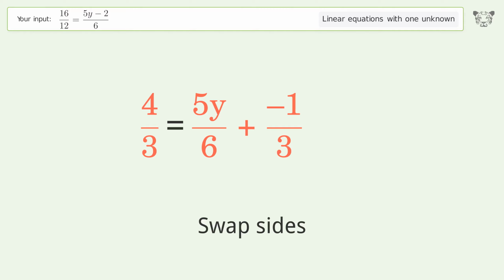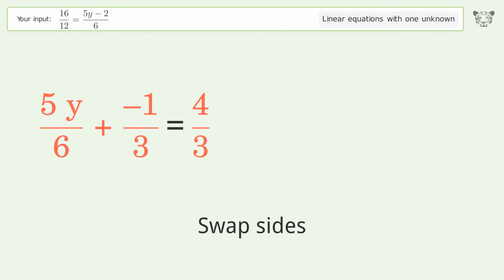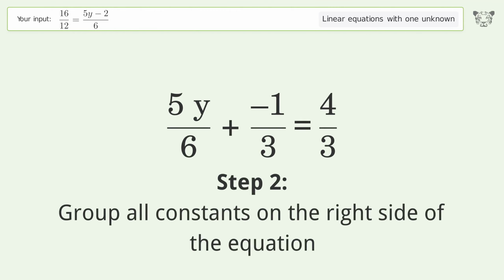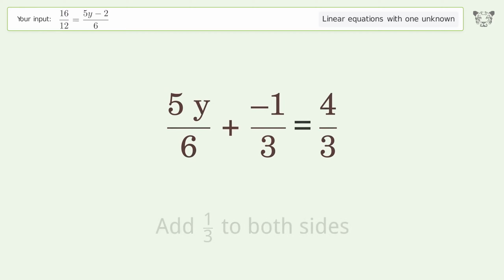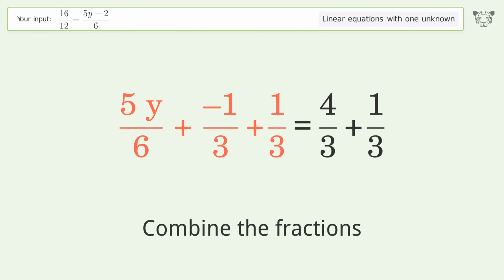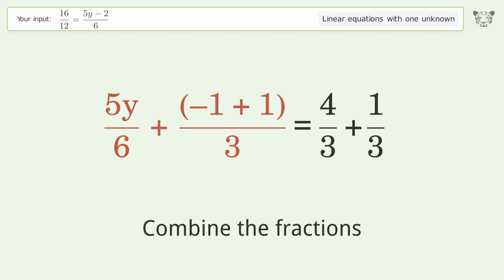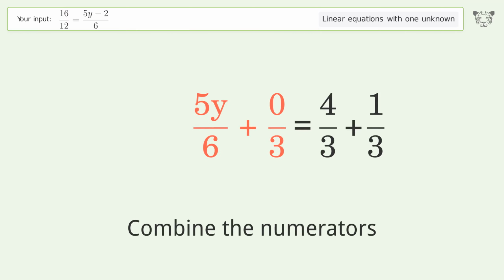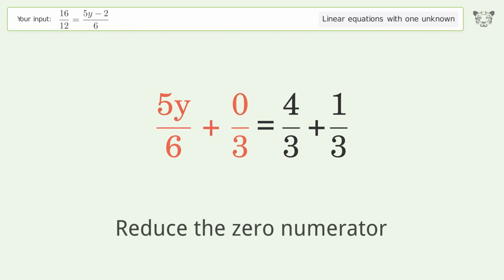Swap sides. Group all constants on the right side of the equation. Add 1/3 to both sides. Combine the fractions. Combine the numerators. Reduce the zero numerator.